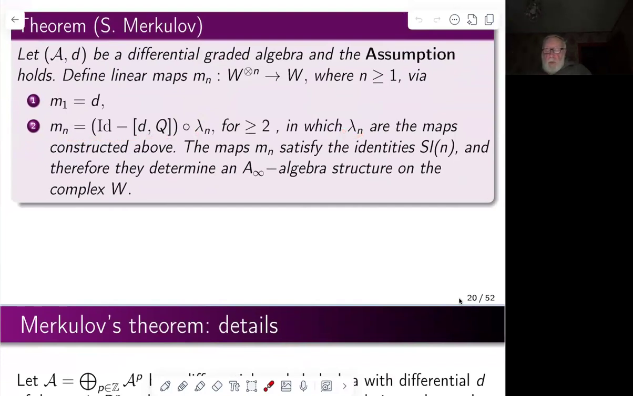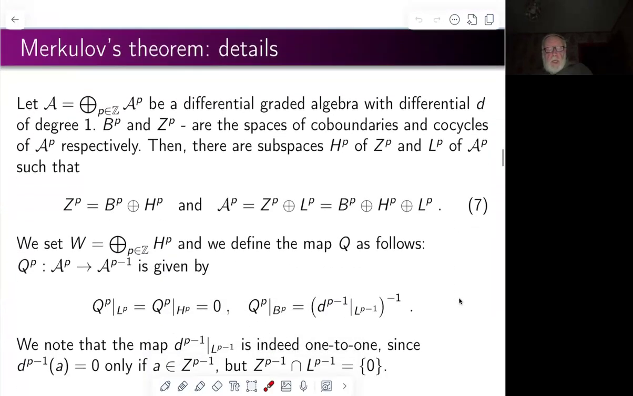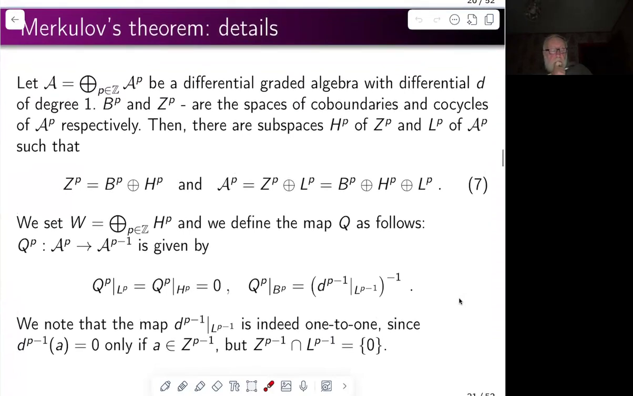previously constructed element, and then Merkulov proved that if we have such a definition, then the family of maps m sub n satisfies the Stasheff n identity, and that determines an A infinity structure on a subcomplex W in A. It is interesting to consider the details because they are useful in computations.